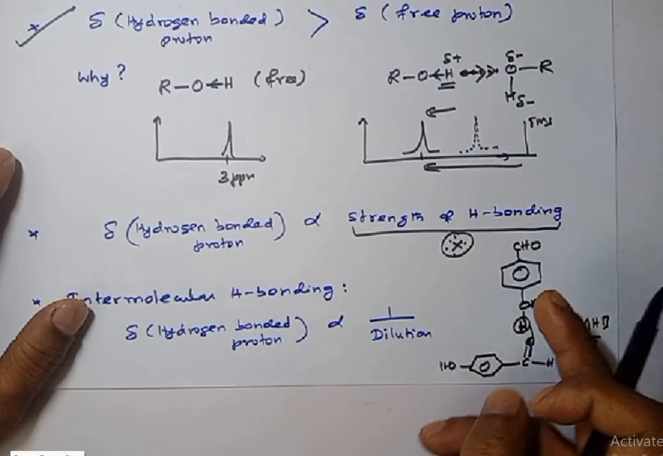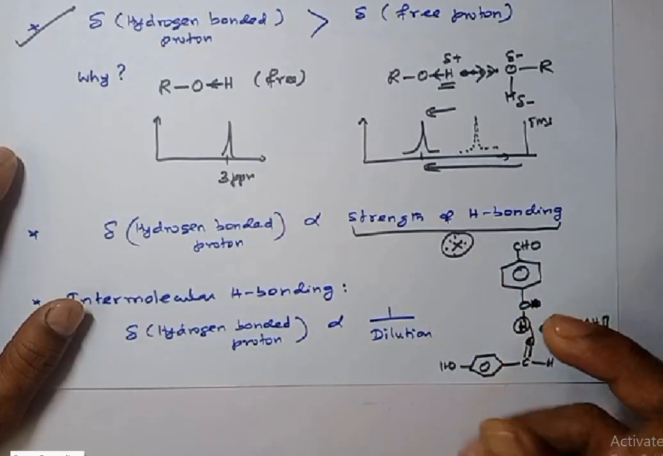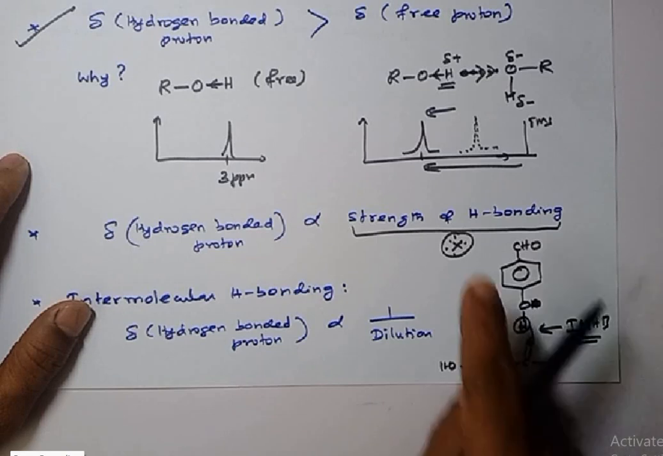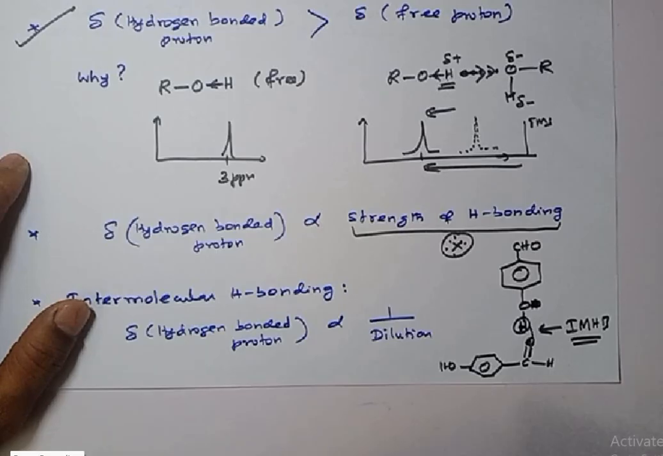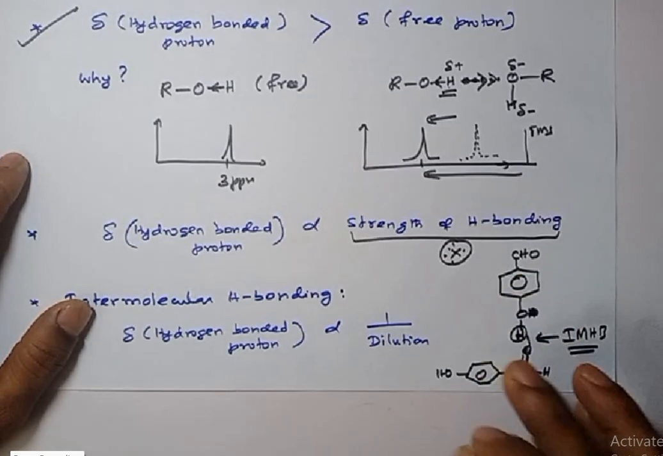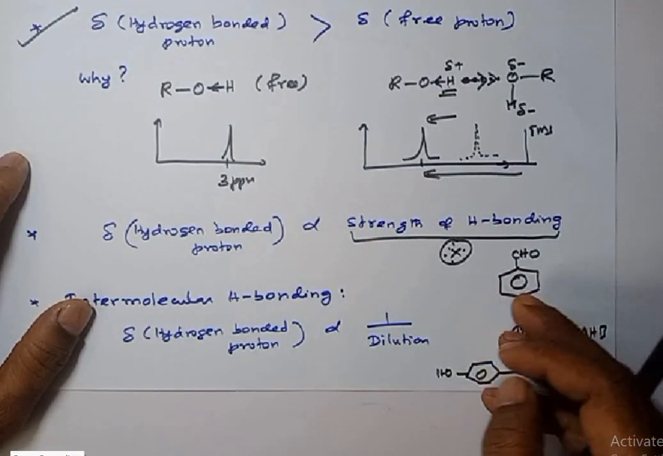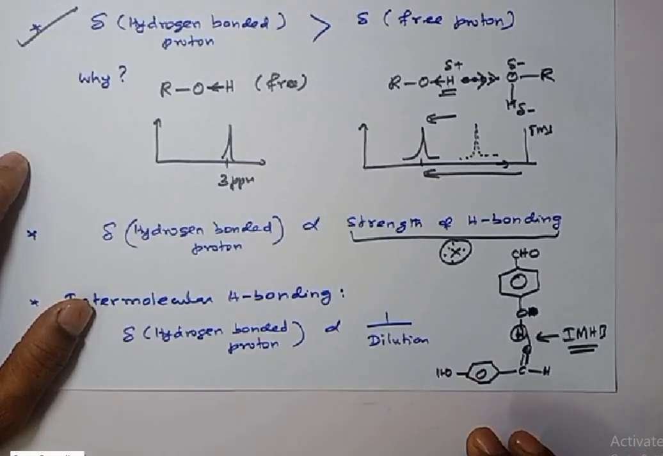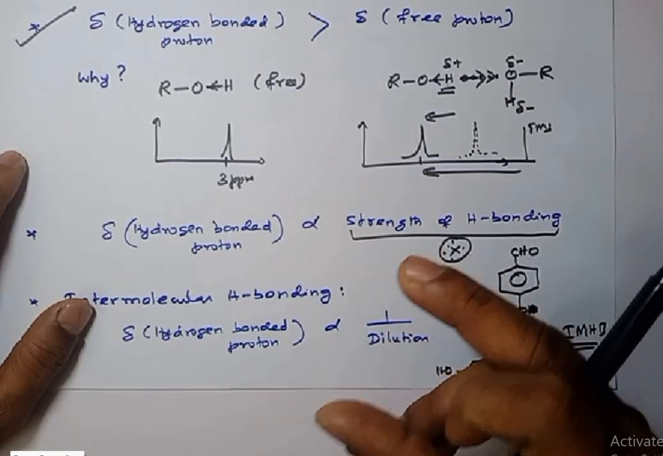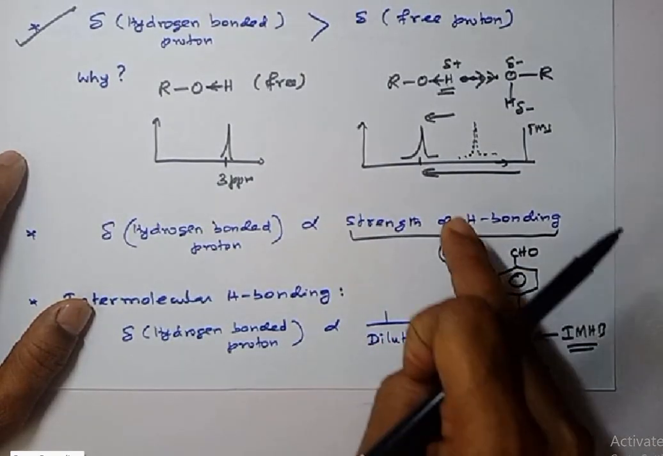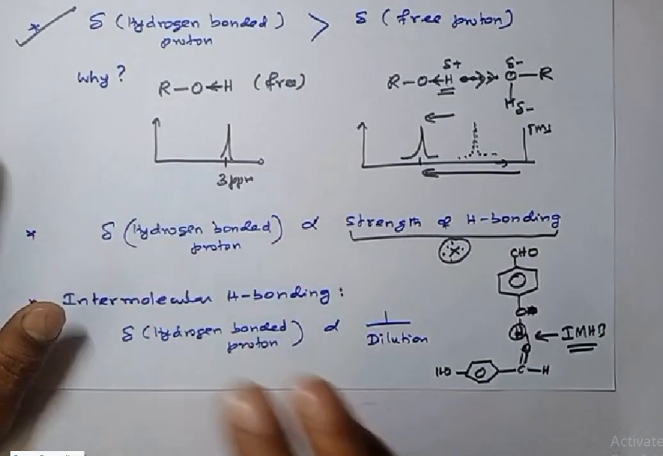Now listen carefully. If you take a concentrated solution of this compound, the hydrogen bonding is strong. Okay, when hydrogen bonding is strong, yes, chemical shift value will be large. You take para-hydroxy benzaldehyde concentrated solution, meaning you dissolve a larger amount of para-hydroxy benzaldehyde in a solvent so that your solution will be concentrated. In concentrated solution, the hydrogen bonding strength is high. Therefore, chemical shift also high.